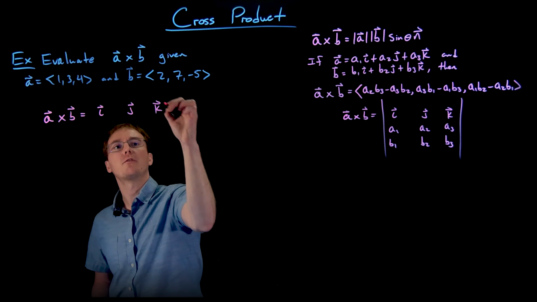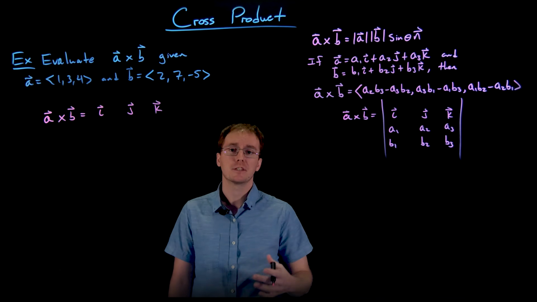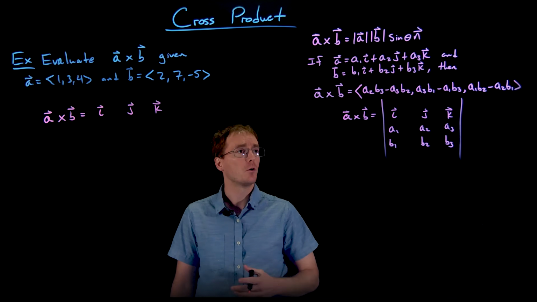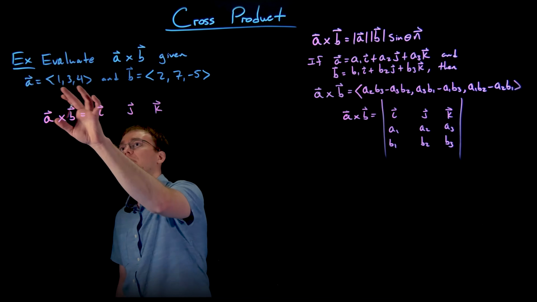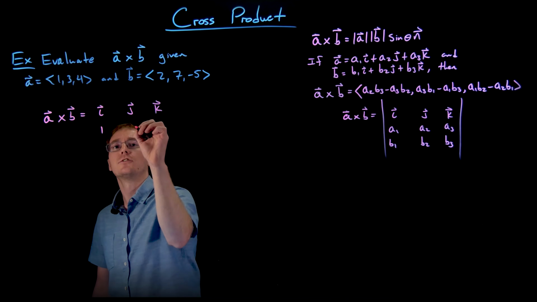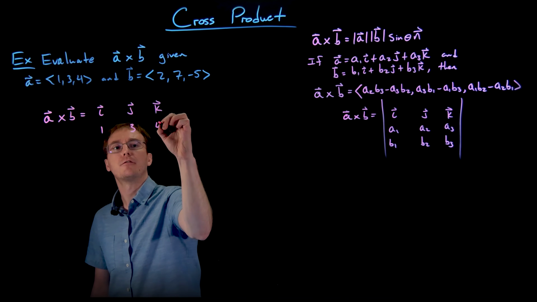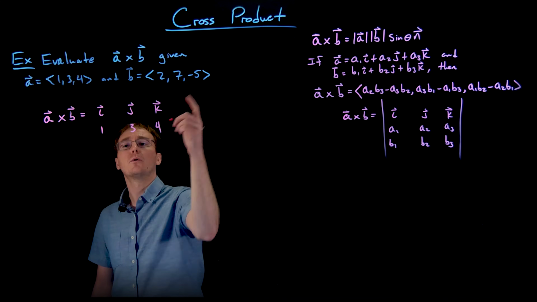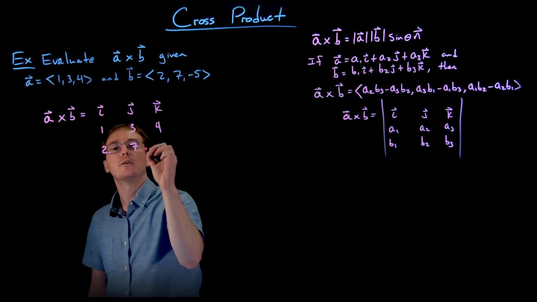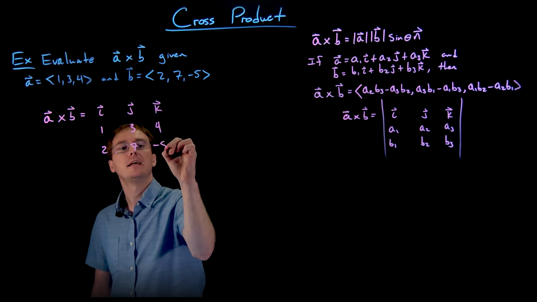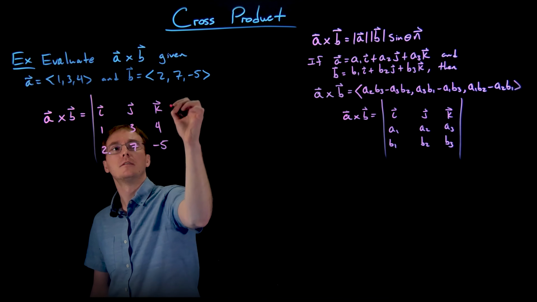Remember, the first row of our determinant are our basis vectors i, j, and k. They're basically placeholders. The next row in our order 3 determinant are going to be the entries of our first vector A. So that'll be 1, 3, and 4. And our third row will just be the corresponding entries for our second vector B. And those entries are 2, 7, and -5.